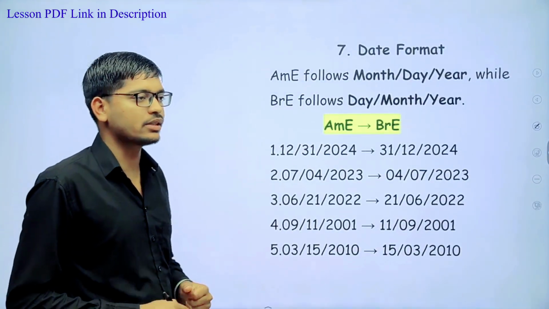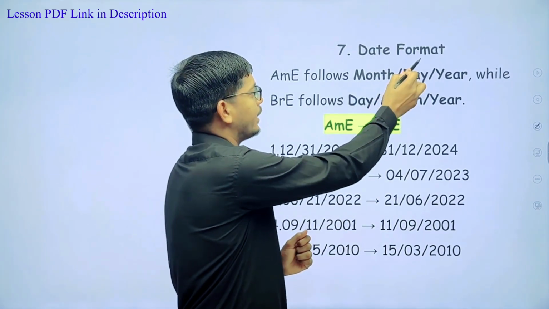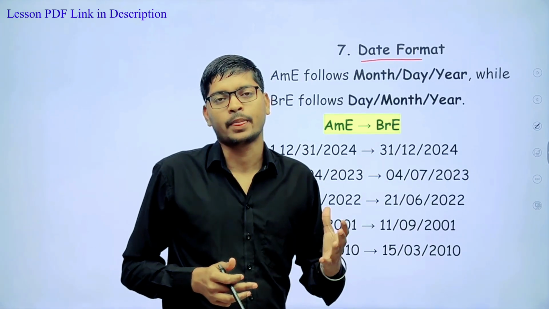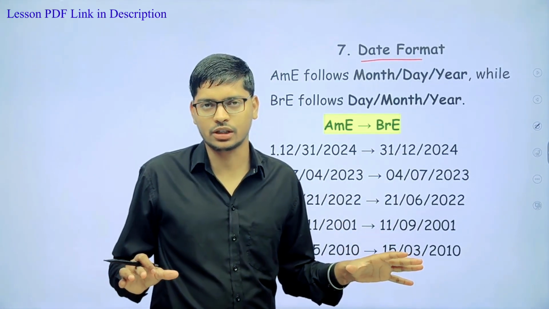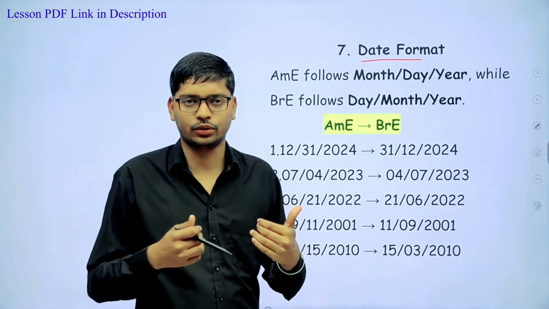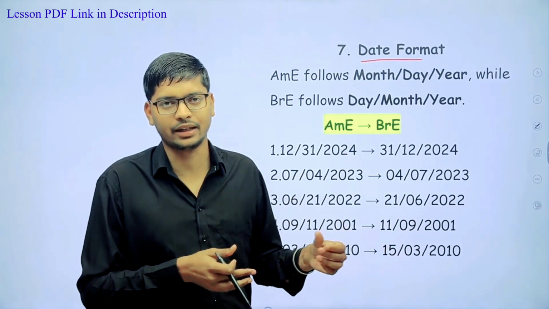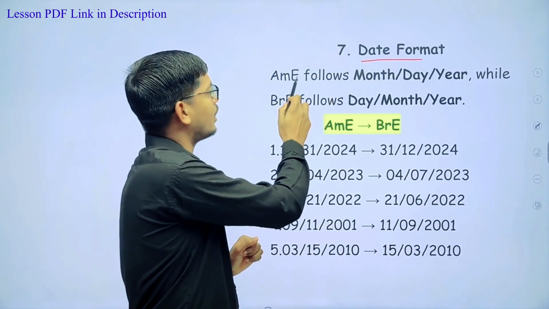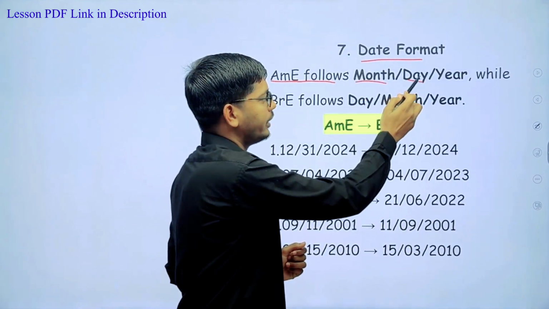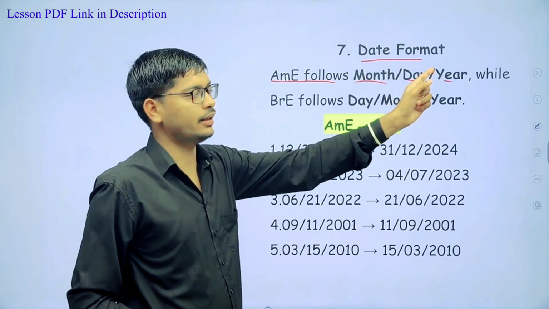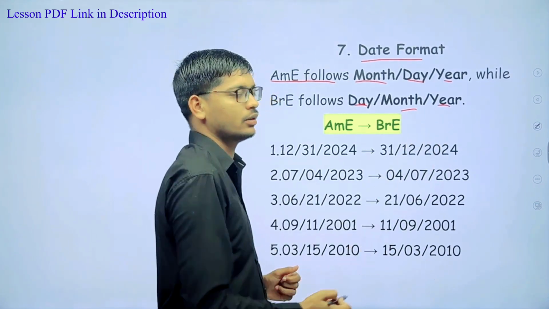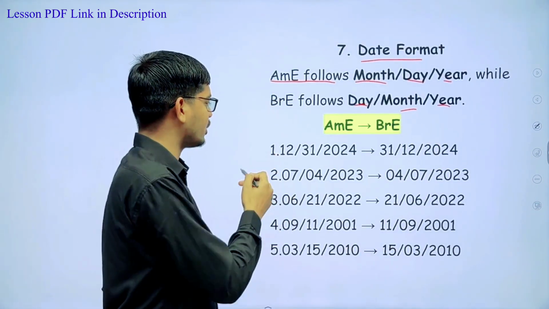Here, our next difference is related to date format. Date difference is a very similar concept, but if I talk about the British concept or the American concept, they are both different formats. Let's see. American English follows month, day, year, while British English follows day, month, year. Okay, so this is a very easy concept.